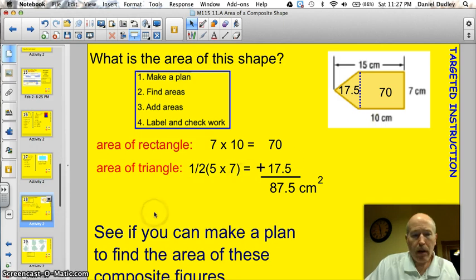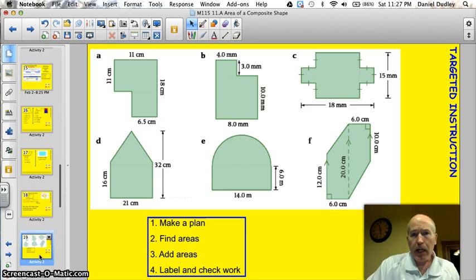Looks good. All right, let's see how you do at making plans. I'm not going to ask you to solve all these tonight, but what I am going to ask you to do is make a plan to solve each of these shapes. Go ahead and take a look at shape A. How would you go about solving that? Let's see how you did. I'd break it right here.